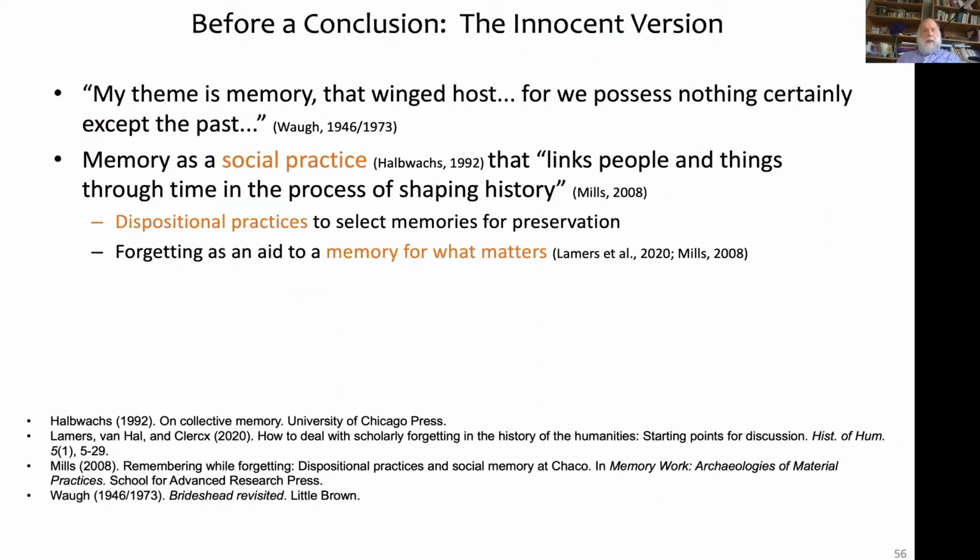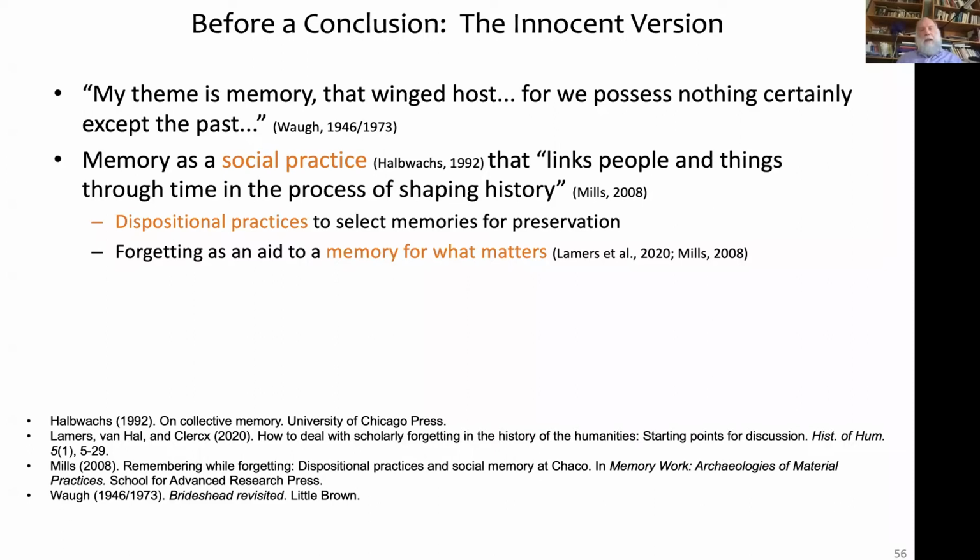So I'm almost at the end of the talk. There are two ways of getting to the end of the talk, and here's sort of the happy pathway, the innocent version of approaching a conclusion. Starting with Evelyn Waugh in Brideshead Revisited. It's a sad story about a person who loses a lot, and so he re-encounters a place from his past, and he says, "My theme is memory, that winged host, for we possess nothing certainly except the past." He's lost everything by that time in his emotional life.